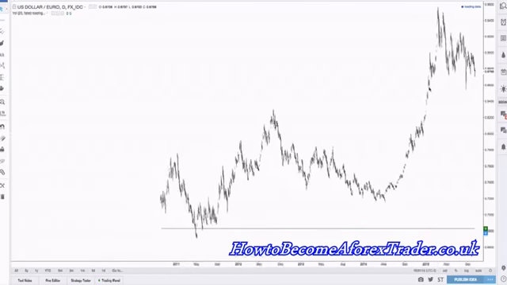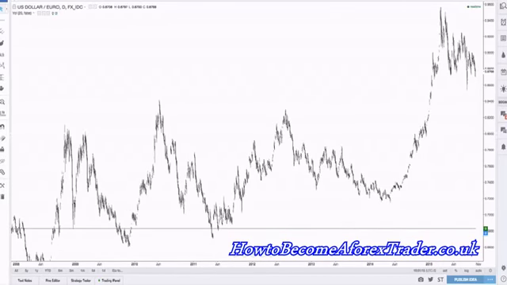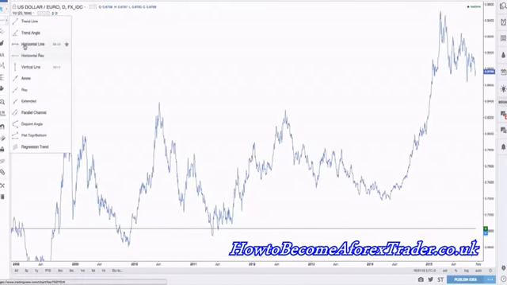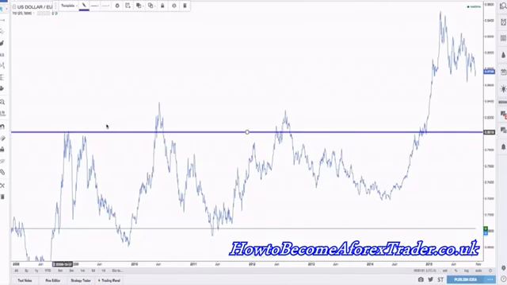So what we're going to do is zoom out and put some time on here, and we're going to change it to a line chart, which makes it a little bit easier sometimes to draw lines. And we're going to start with some resistance prices. Now again, a resistance price is where a stock or currency finds more selling pressure.